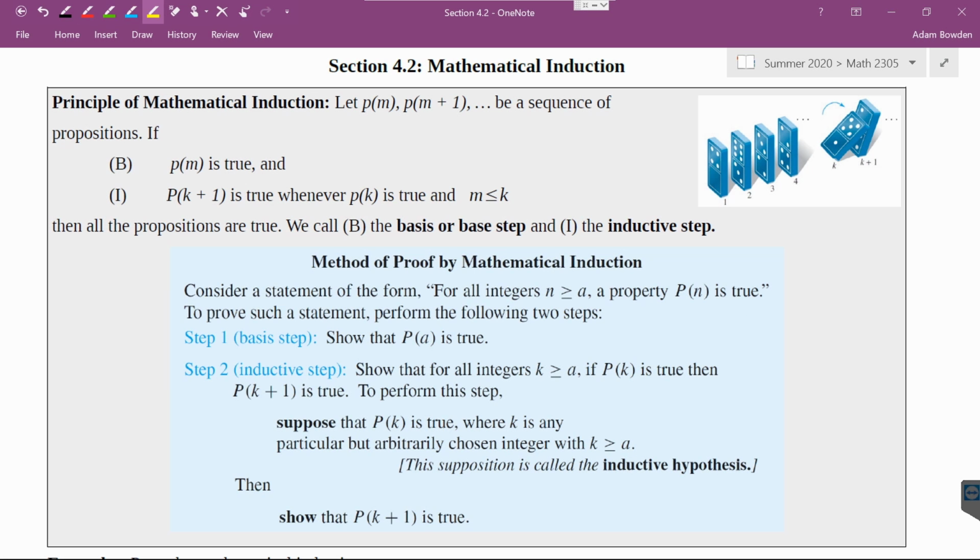We're going to start chapter 4 with section 4.2, which is about mathematical induction. And what mathematical induction is used for most of the time is taking a set of propositions which hold true for different countable values like 1, 2, 3, 4, and so forth. So that's what we have here.